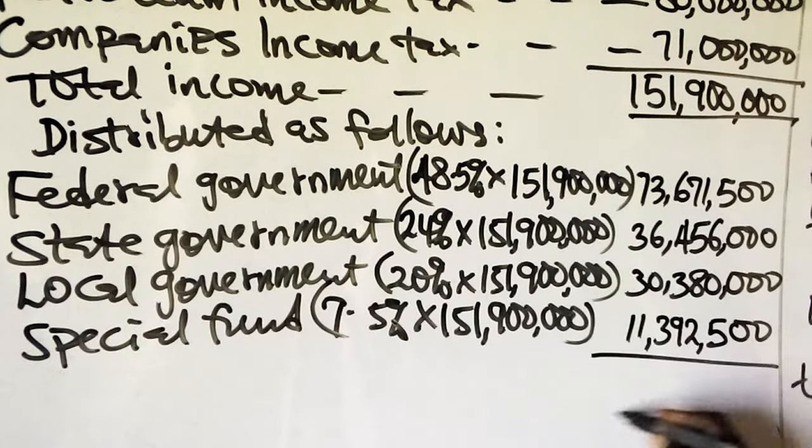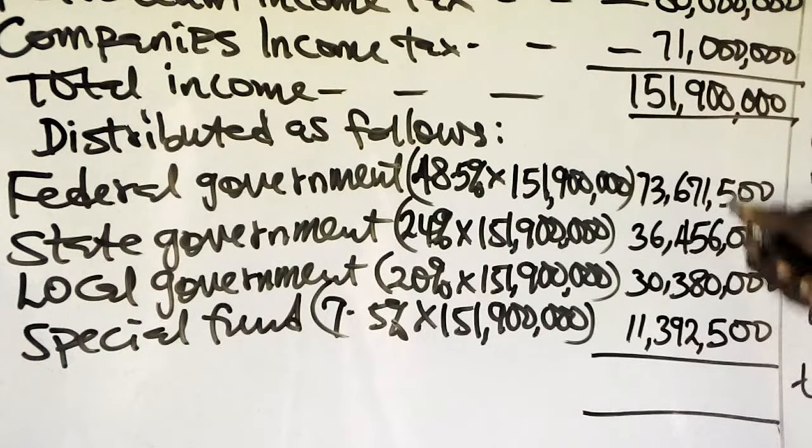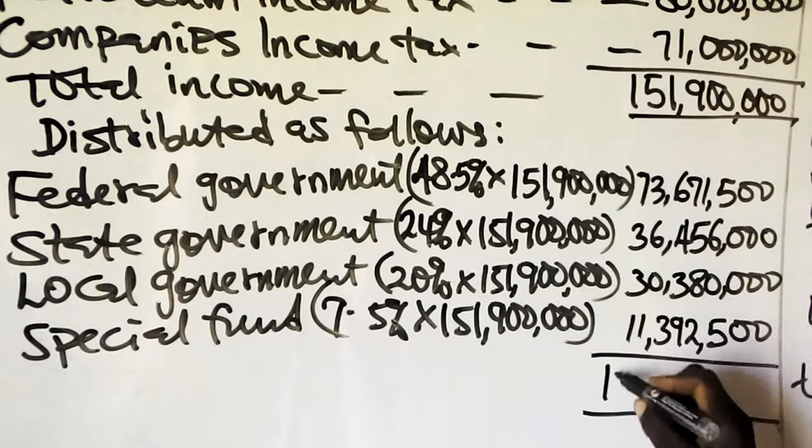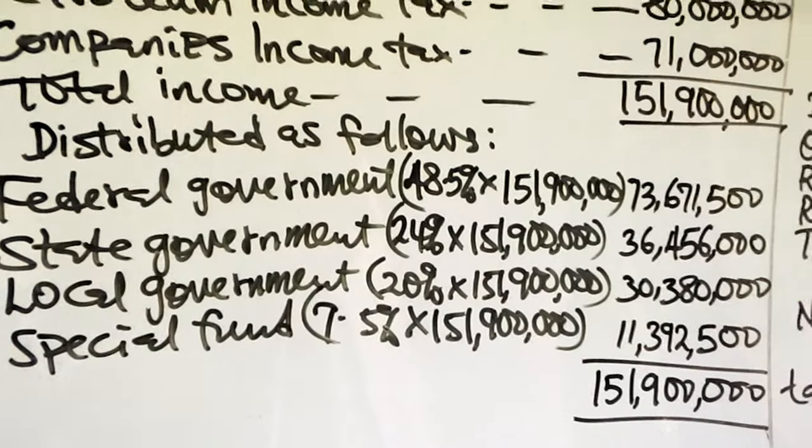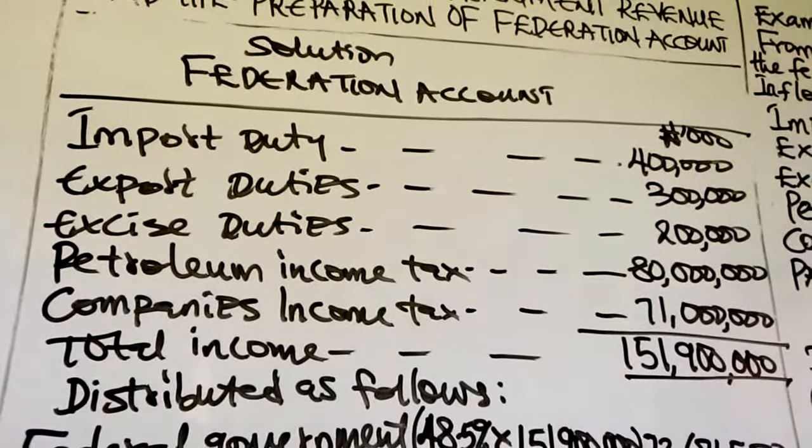So when you add the distribution: 11,392,500 plus 30,380,000 plus 36,456,000 plus 73,671,500, the total is 151,900,000. That is the Federation account. So that is all about the Federation account.